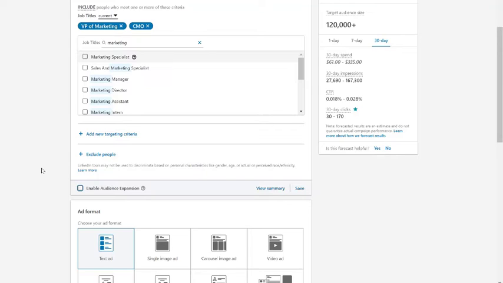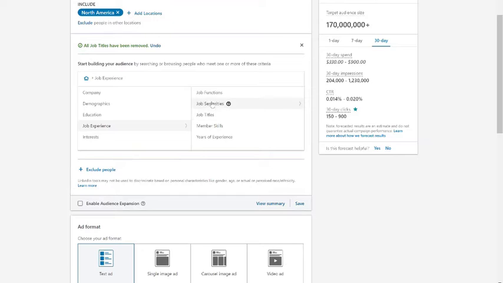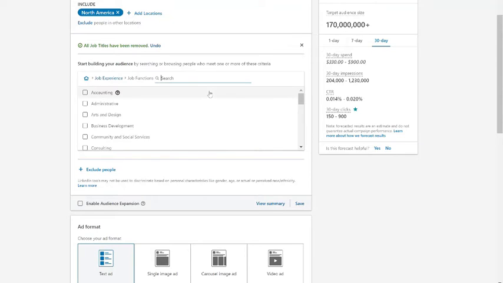Now let's pretend that we want to go after this audience through job function and seniority instead. I'm going to come under audience attributes, job experience, and then job function. We know we want to go after marketing. You can either scroll down the list or type marketing.